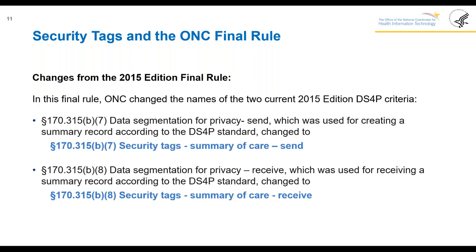So in the 2015 edition, the names changed. That's one of the changes here. In 170.315(b)(7), it was called Data Segmentation for Privacy Send, which was used for creating a summary record using the DS4P standard. That has now changed to Security Tags Summary of Care Send. And similarly, the Data Segmentation for Privacy Receive criterion, which is being used to receive a summary record that conforms to the DS4P standard, is changed to Security Tags Summary of Care Receive.